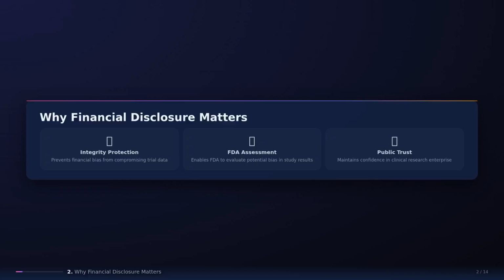Financial disclosure exists to identify and manage conflicts of interest that could potentially bias clinical trial results. When investigators have significant financial stakes in the outcome of a study, such as stock ownership, patent interests, or substantial payments from the sponsor, there is a perceived risk that data could be influenced. The FDA uses disclosed information to assess whether a study's results are reliable. Without transparent disclosure, the entire clinical research enterprise risks losing credibility with regulators, physicians, and patients.